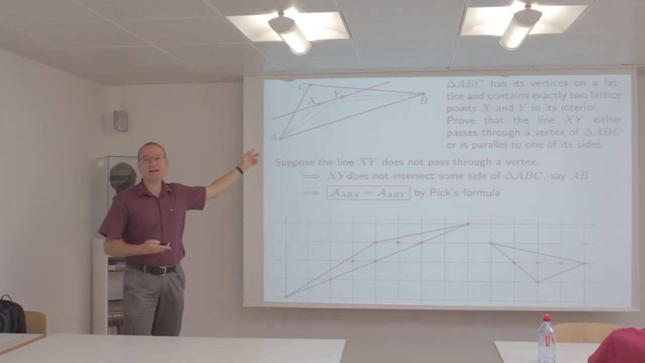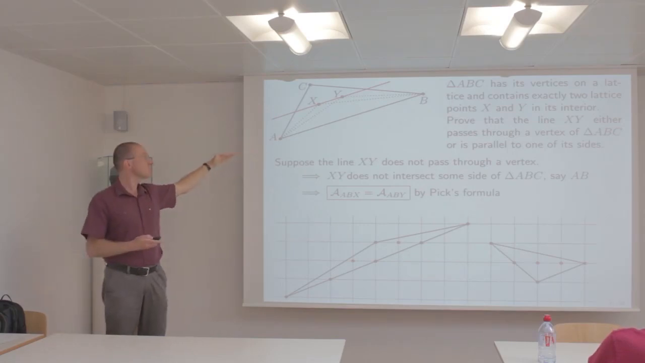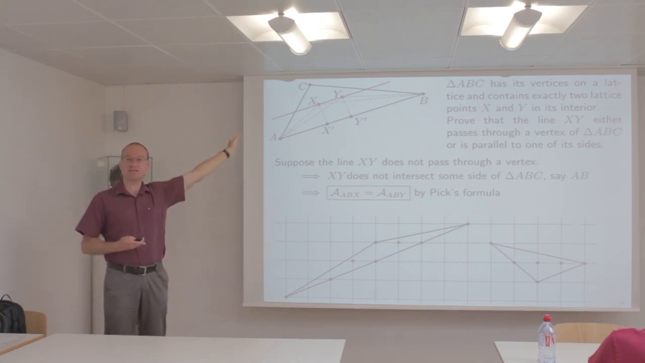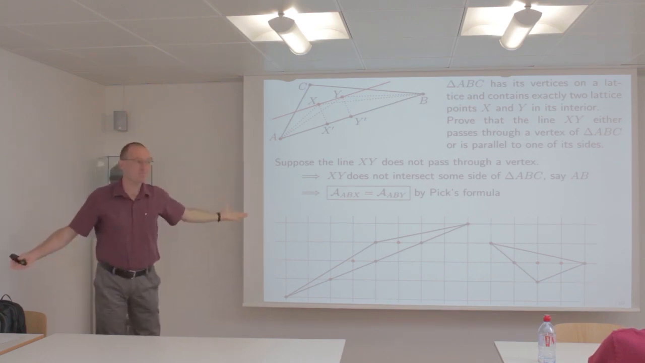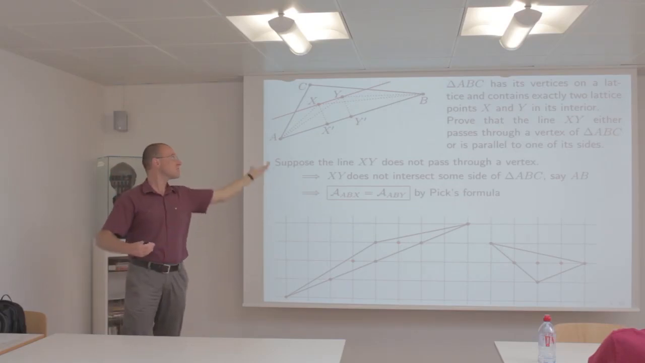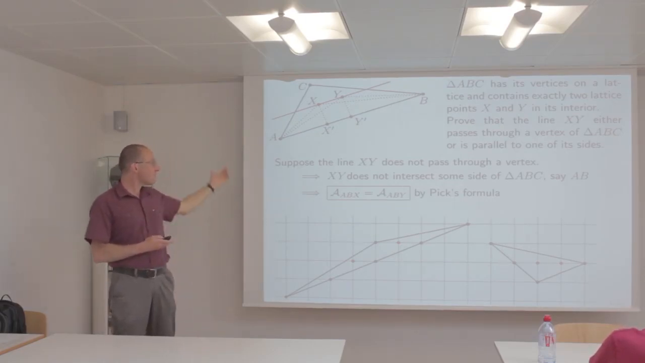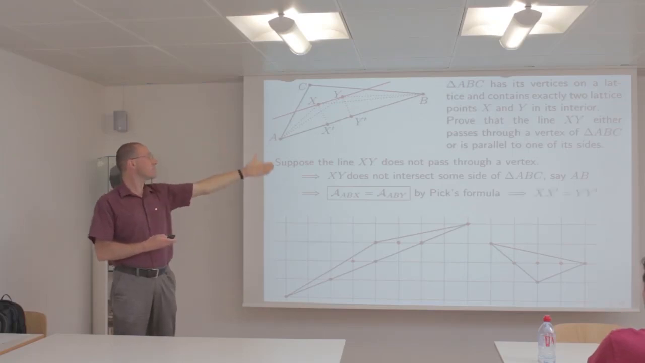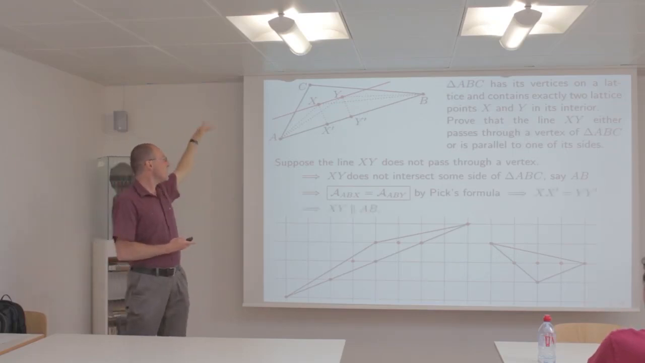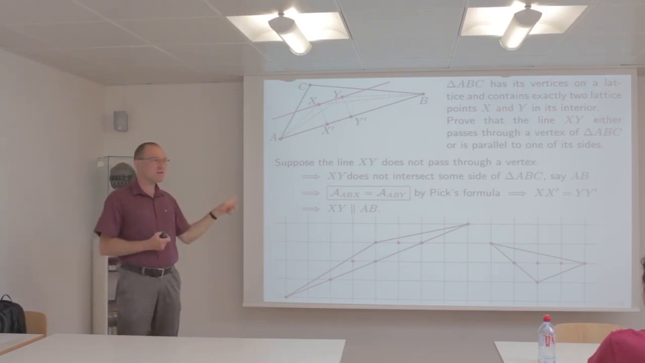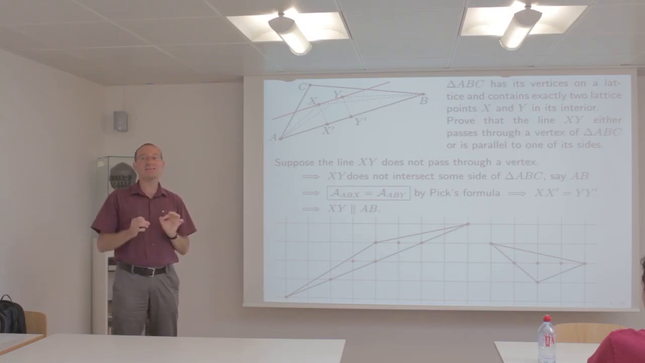It's the base times the height, but it's the same base. And therefore, XX' and YY', the distances from X and Y to the line AB, are the same. You have two triangles with the same base and the same area, so they have the same altitudes. And therefore, XX' equals YY'. This tells you XY is parallel to AB. We will see in all these applications, Pick's formula is particularly powerful when you combine it with conventional formulas for areas.